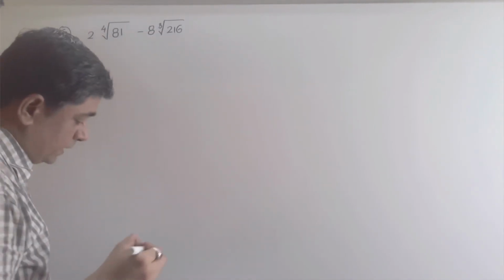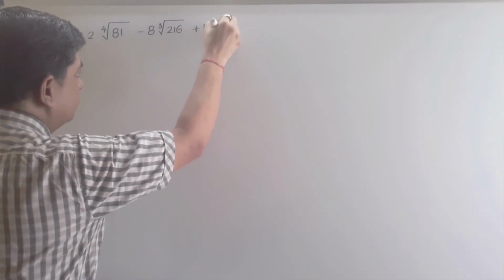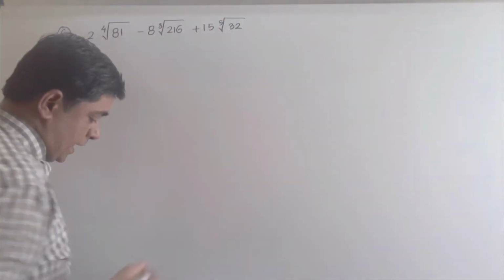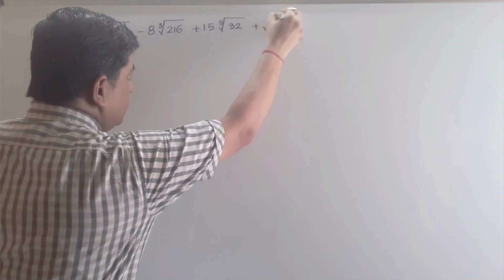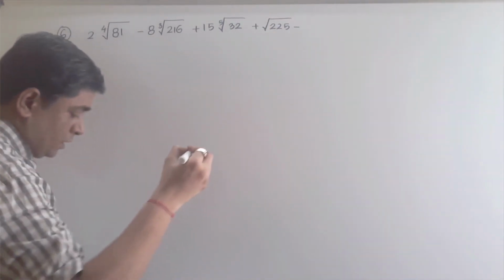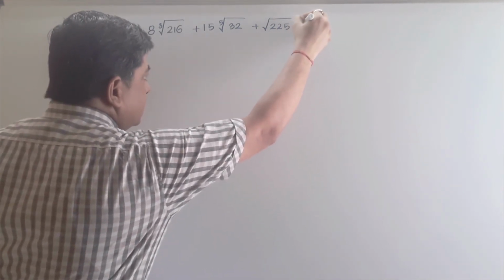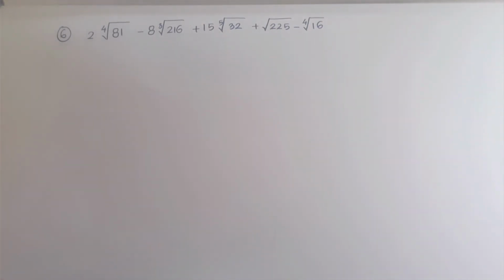Okay, and then plus 15 fifth root of 32, and the second last term is given as square root of 225, and minus the term is given again 4th root of 16. Okay, so we have given that this expression, this one we need to simplify.